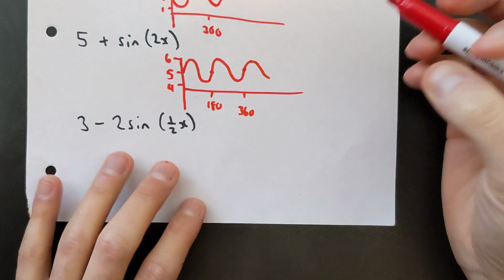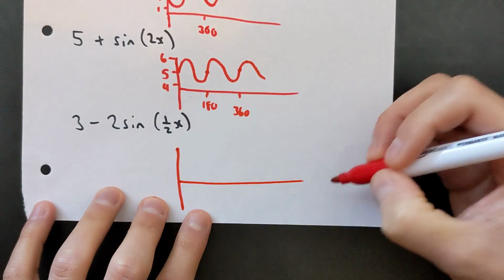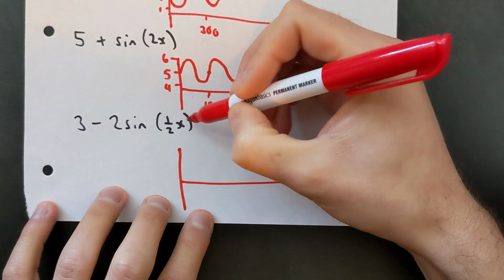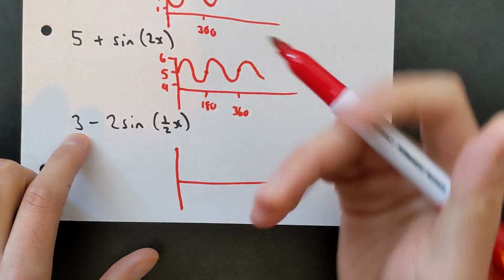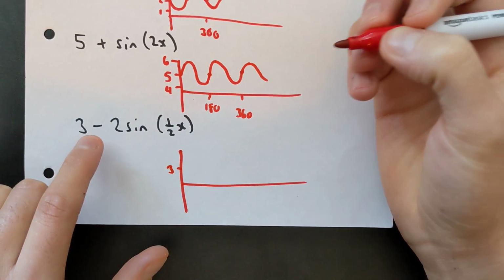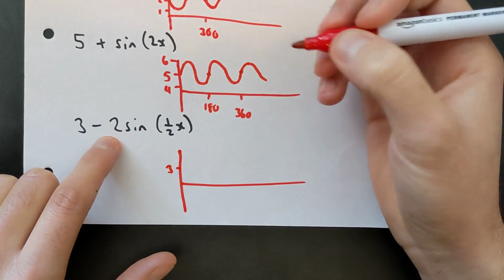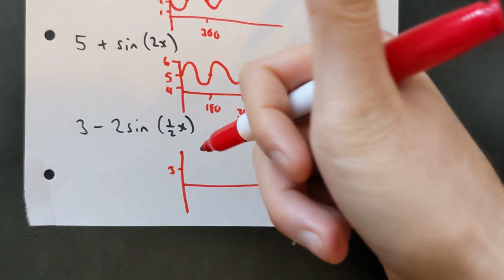Okay, 3 different transformations. Here, I've got 3 take away 2 sine half x. So here it's going to move up by 3, so it's going to start at 3. I've got sine is going to be multiplied by -2, so remember that negative is going to flip it around, but also it's going to get stretched by 2.